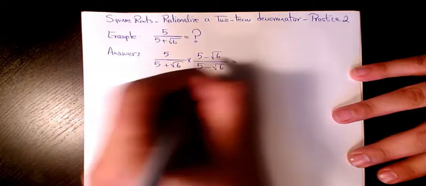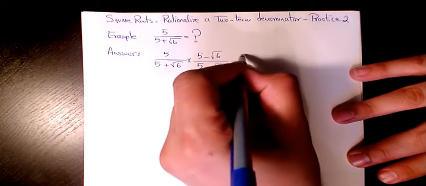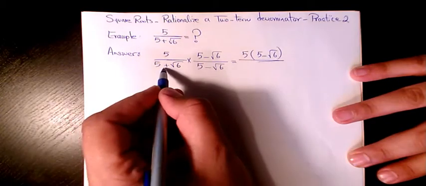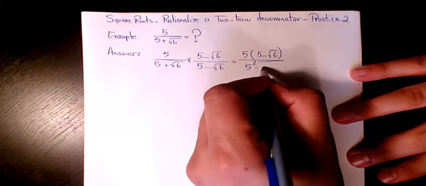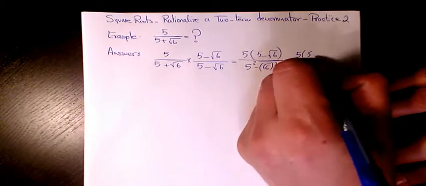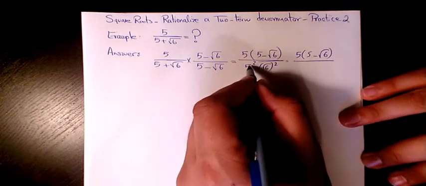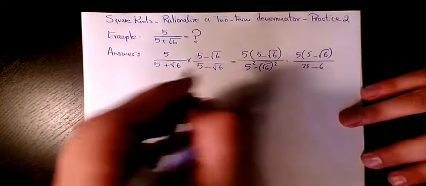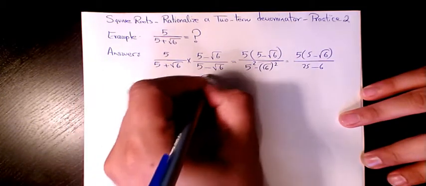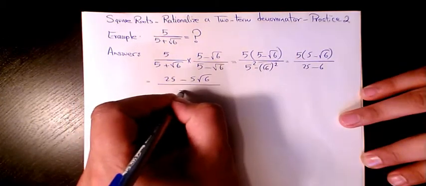Then you multiply the numerators, which is 5 times 5 minus root 6. And the denominator is going to be 5 squared minus root 6 squared. So it's going to be 5 times 5 minus root 6. And here you have 25 minus 6. Then it will be 25 minus 5 root 6. And here you have negative 19.